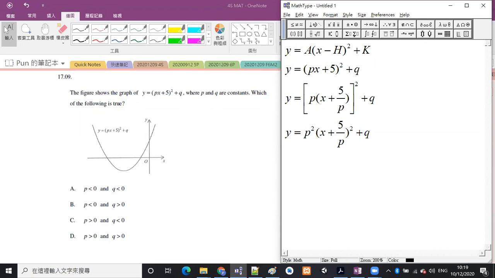Like this. So our formula A should be p squared. Formula H should be -5 over p. And then formula K should be q. Can you see this? OK?